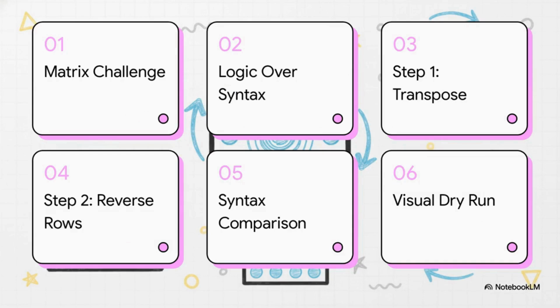So here's our roadmap for this explainer. We'll start with the matrix challenge itself, move into the universal logic, break down step 1, which is the transpose, and step 2, reversing the rows. Then we'll look at the pseudocode. And finally, we'll prove it all works with a visual dry run.